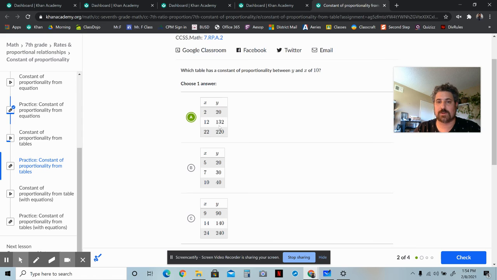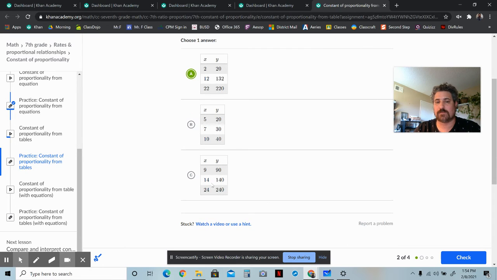So then look at the next one. Does the relationship maintain itself? Is it constant? So 132 over 12, is that 10? No. 140 over 14, is that 10? Yes. So this first table looked promising, right? But the second value is not the same rate. In other words, y over x is not always the same throughout the table. This first table is not even proportional. The last table is proportional, and all the ratios of y over x are 10. 90 over 9 is 10, 140 over 14 is 10, and 240 over 24 is 10. So this is the correct answer.